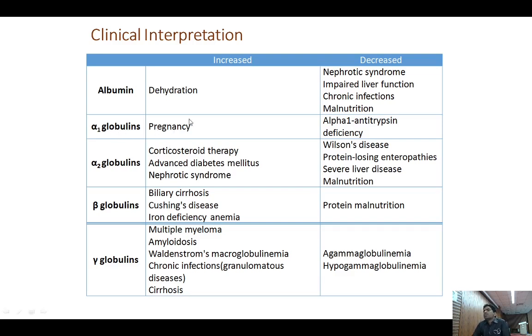Alpha 1 globulins are increased in pregnancy and decreased in alpha 1 antitrypsin deficiency. Alpha 2 globulin decreases in nephrotic syndrome, and in Wilson's disease, protein-losing enteropathy and malnutrition it increases. So you have to go back and read this. Now you will be able to understand at least one or two conditions with the help of the proteins present. Beta globulin is definitely increased in iron deficiency anemia, and in protein malnutrition beta globulin will decrease.